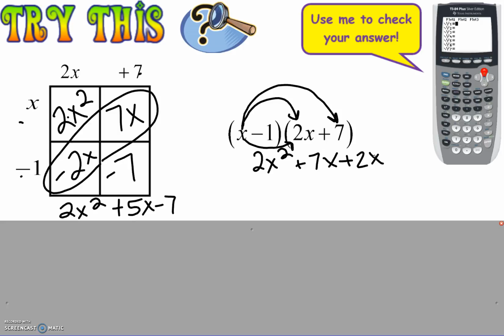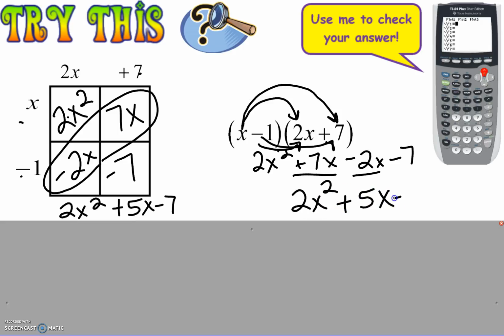Nope, I messed up. Sorry. I'm supposed to do insides. Negative 1 times 2x is negative 2x, and negative 1 times 7 is negative 7. Combine like terms: 2x squared plus 5x minus 7. So you know we're right because both answers check out.